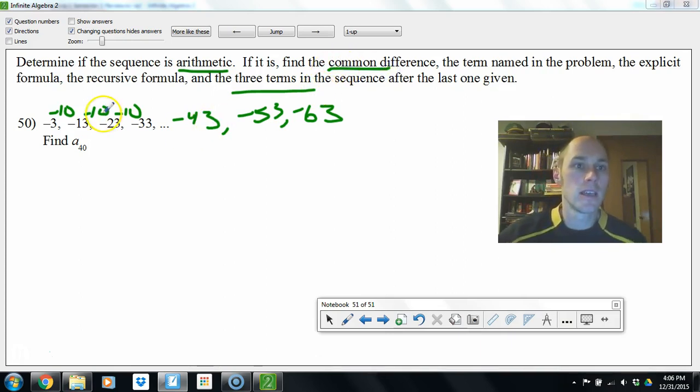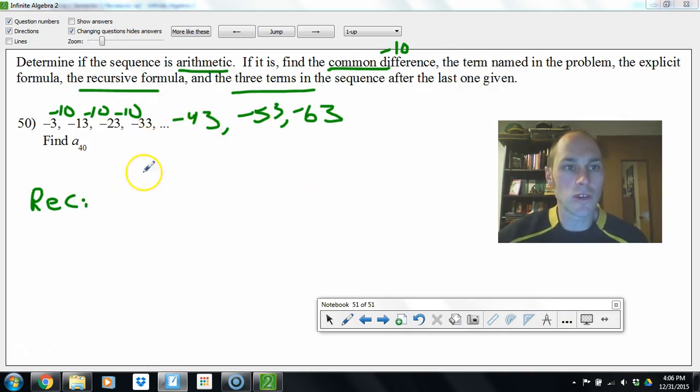Common difference, that's negative 10. The term named in the problem, well, we need to come up with that by creating an equation. So explicit and recursive. Let's start with recursive. That's probably the easier one to form. And that one helps us get the next three terms. What am I doing each time? I'm subtracting 10. So the nth term is equal to the previous term minus 10. I'm just subtracting 10 every time.